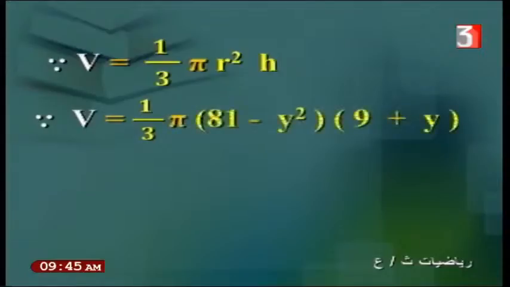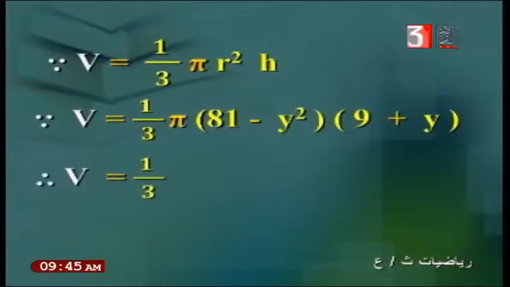What is the rule of the volume of the cone? V equals one third times the area of the base times the height of the cone. The base of the cone is a circle, so the volume equals one third times the area of the circle times the height. V equals one third pi r squared h. V equals one third times pi times r squared, which is 81 minus y squared, multiplied by the height of the cone, h, which equals 9 plus y.